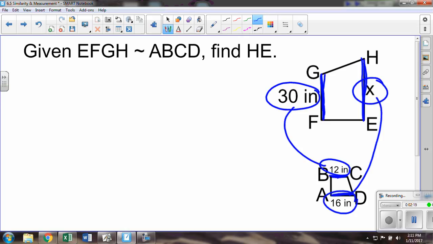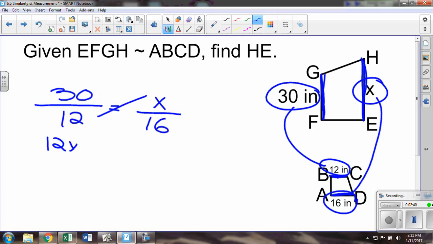Recognizing those pairs allows us to create the proportion, saying 30 corresponds with 12 and x corresponds with 16. There's our proportion. And we can now solve it. We know that we could cross multiply 12 times x. 30 times 16 gives us 480. And when we divide this one out by 12, 480 divided by 12 gives us a length of 40 inches. There we have our answer.